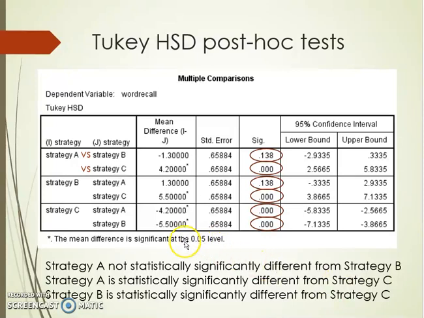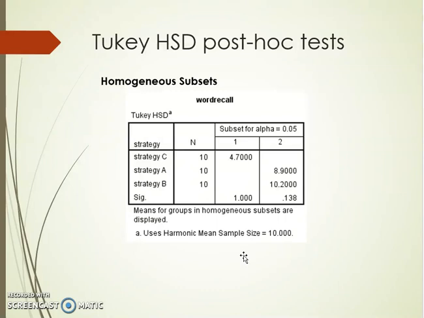Now notice that this tells me right here that the mean difference is significant at the 0.05 level. That's the level that we recall when we set up our post hoc test. So the star here means that 4.2 is statistically significant, and this 5.5 is statistically significant. There's a lot of different ways of looking at this, and all of them point to the same thing.